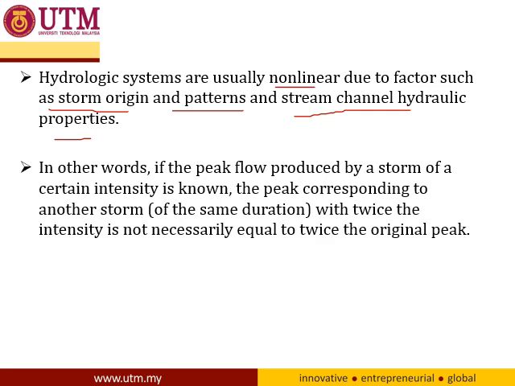So in other words, if the peak flow produced by a storm of a certain intensity is known, we know that storm A produced this kind of peak flow. The peak corresponding to another storm, even with the same duration but twice the intensity, is not necessarily equal to twice the original peak. So it is more complicated, but you may use those assumptions for more simplification.